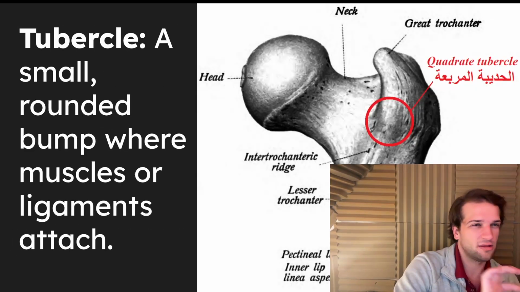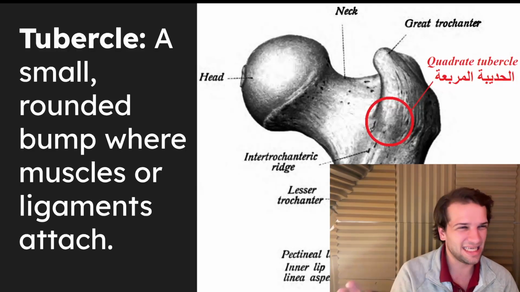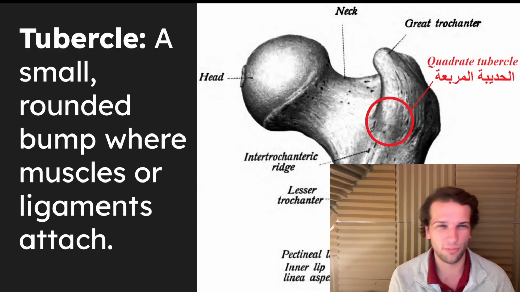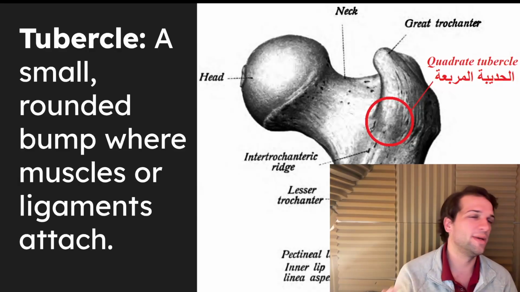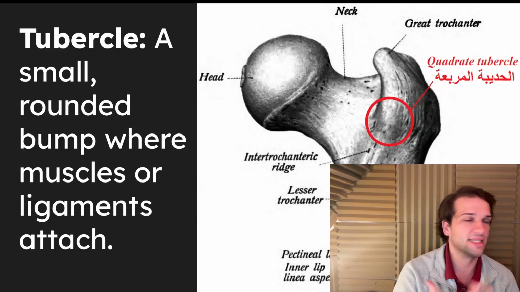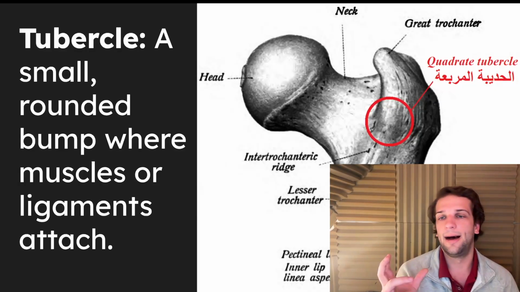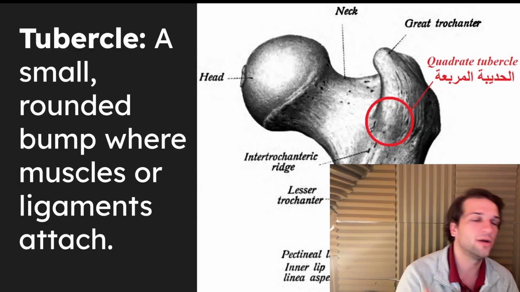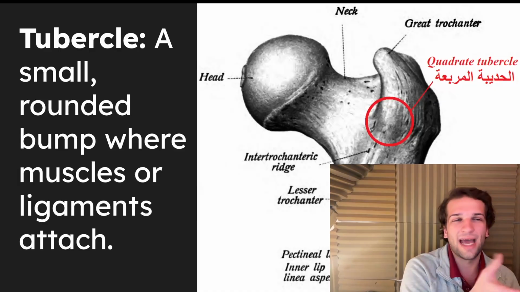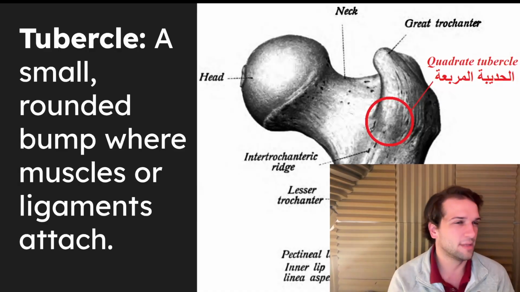Anytime I see a word that starts with a T like this, a tuberosity, a tubercle, a trochanter, all of those tell me it is a muscle attachment site. I think of it as the rule of T. If you have any second word, like the gluteal tuberosity, the lesser trochanter, the greater trochanter, that T word probably just means muscle attachment site.